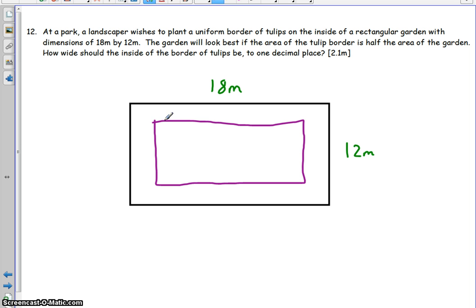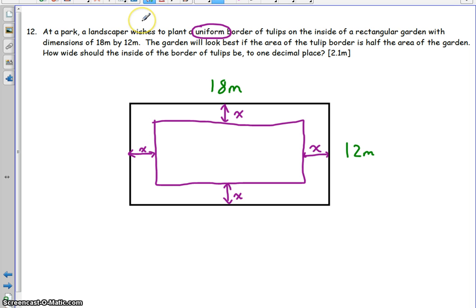Okay, and the one thing that's really key in here, and it's an easy word to gloss over in the problem, is the fact that it's a uniform border. The fact that it's a uniform border tells us it's the same distance from the edge on all sides. So it means this distance right here, which I'm going to call x, is the same as this distance right here, the same as this one, and the same as this one. So it's the same distance from the edge all the way around. So x is going to be the width of that border.